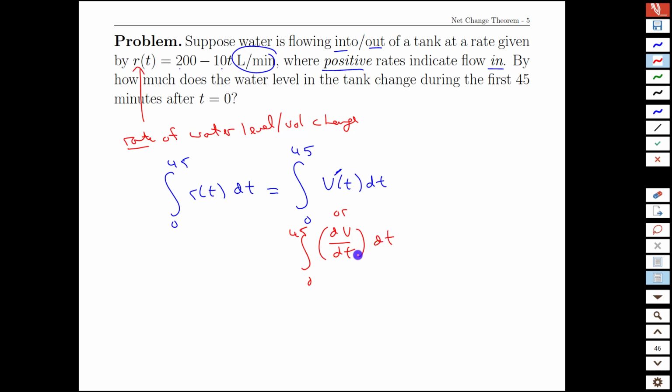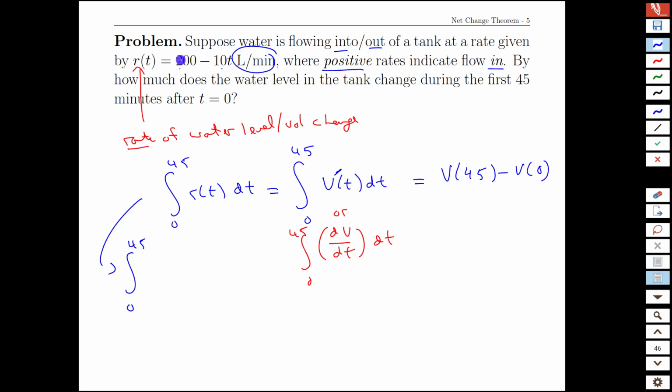We can't cancel the dt's because we have a sum going on, but at least this reassures us that when we do this calculation, we are going to get volume information. And the fundamental theorem of calculus tells us that when we anti-differentiate our rate here, we're going to get our amounts, we're going to get volumes, and specifically the volume after 45 minutes minus the volume at time 0. So that's what we're going to get back, but we actually have enough information here to calculate that value.